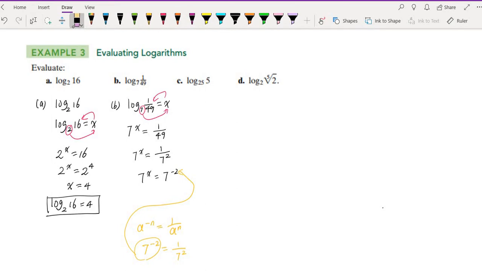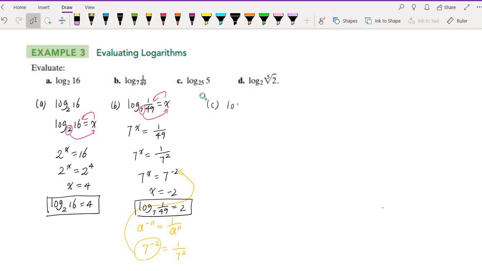Alright, so then from here, I realize my x is just going to be equal to negative 2, correct? So my final answer, that will be log base 7 of 1 over 49 is just equal to negative 2. Okay? Alright, let's look at part C.